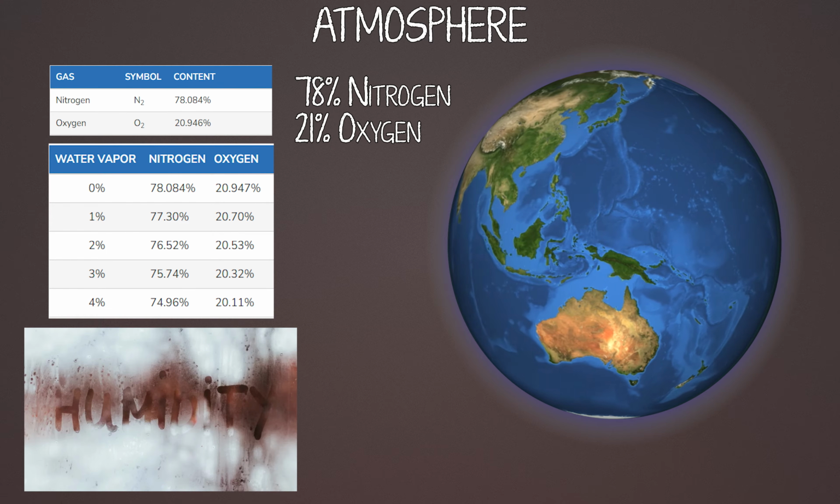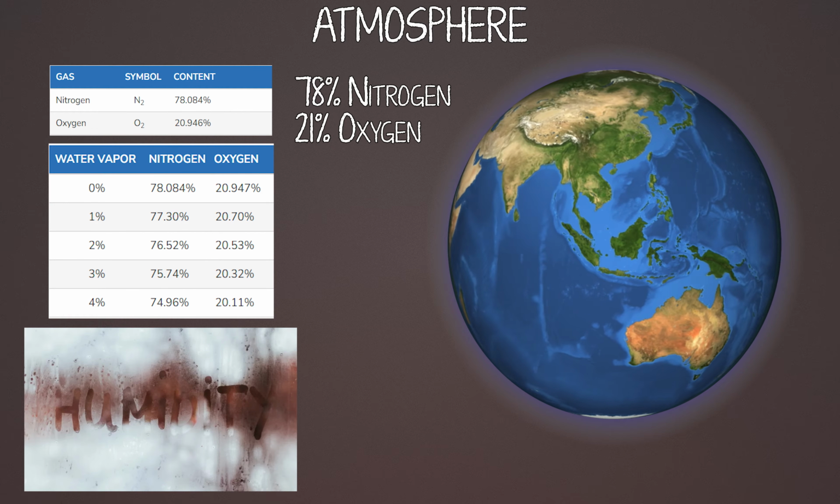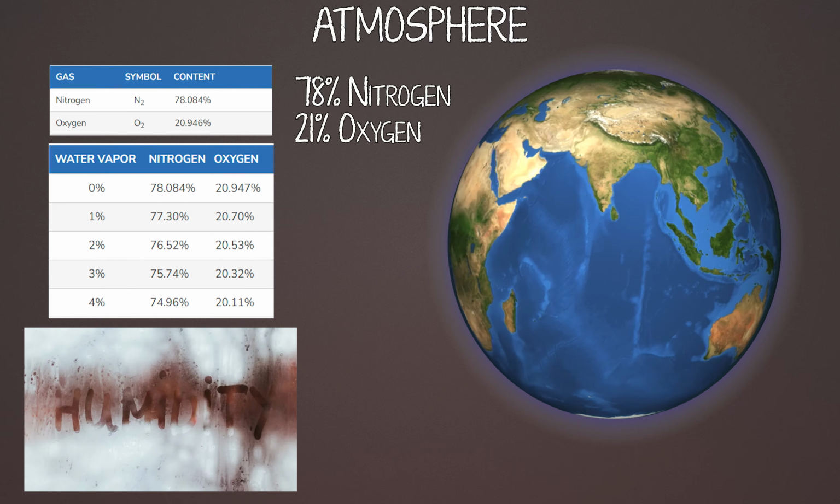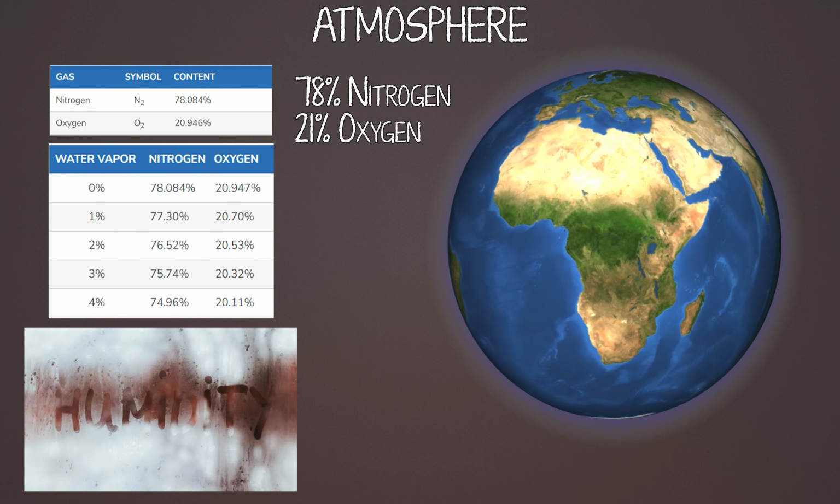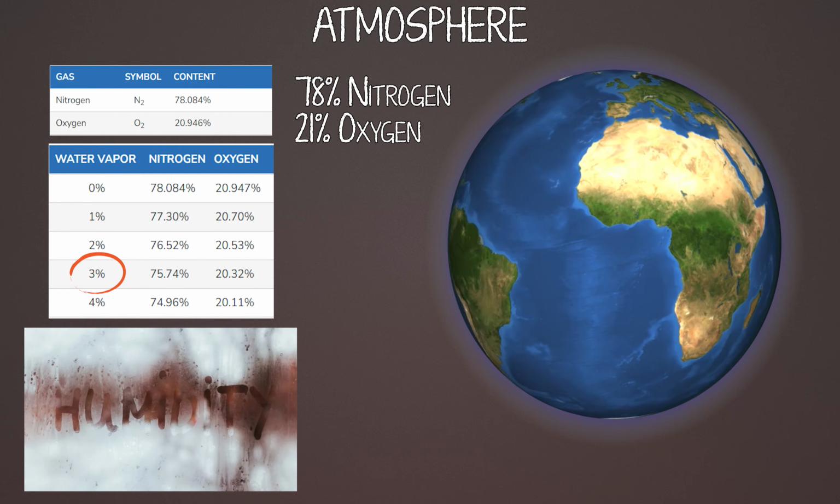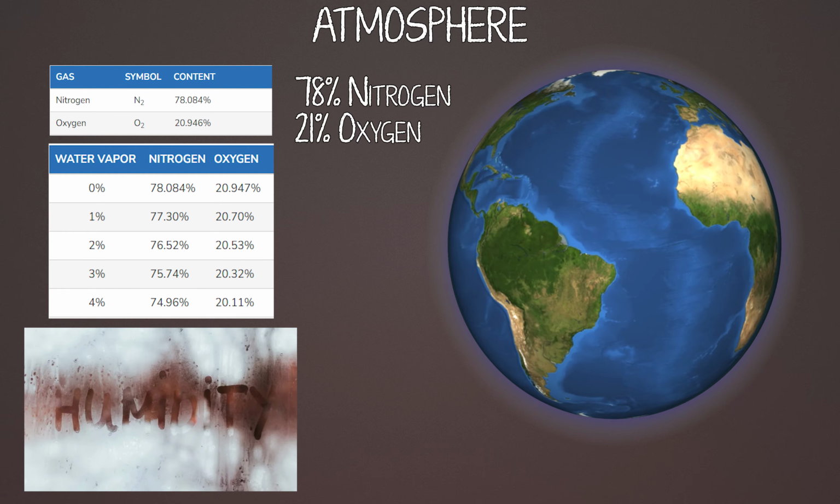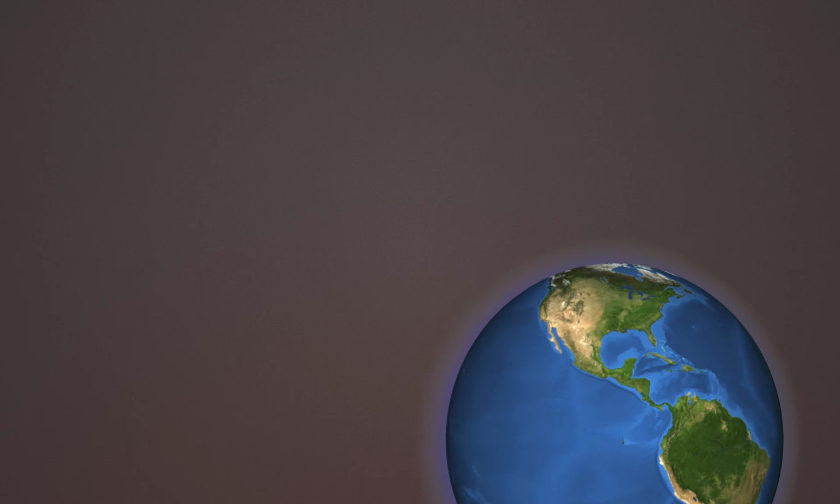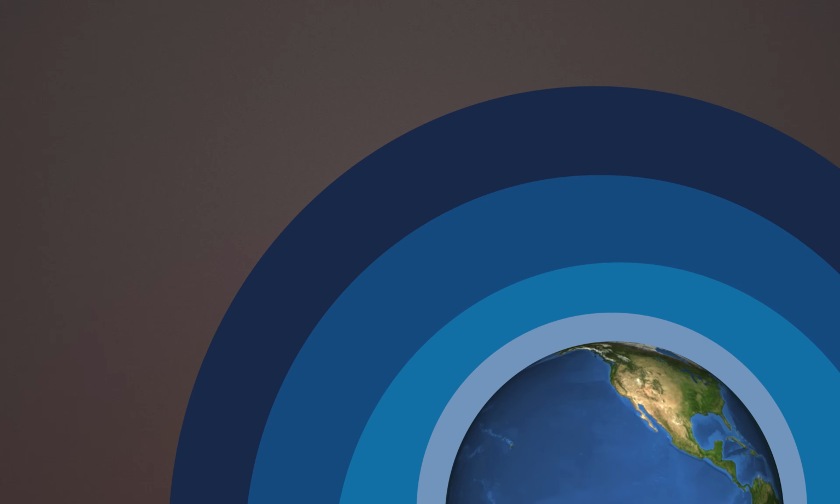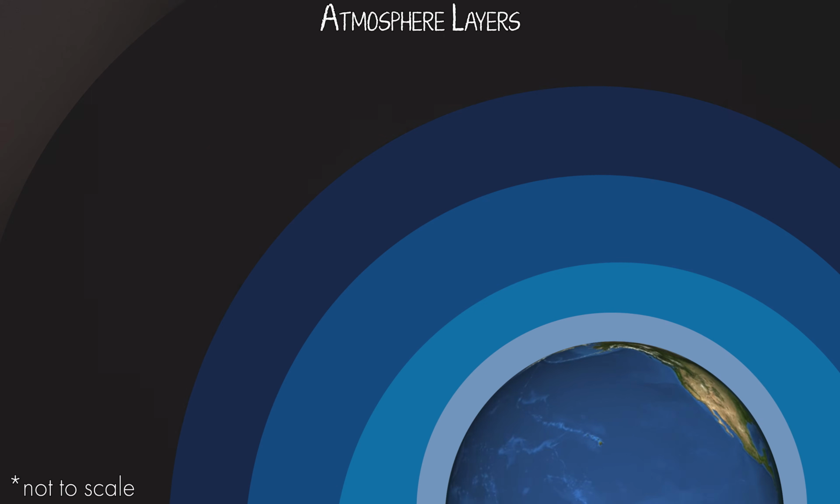Believe it or not, water vapor is in the atmosphere pretty much all of the time. It makes up anywhere from 0 to 4% of the atmosphere, and a really humid day is about 3% water vapor content, or about 4% in tropical climates. Our atmosphere is separated into 5 different layers based on their chemical composition, temperature variation, and density.